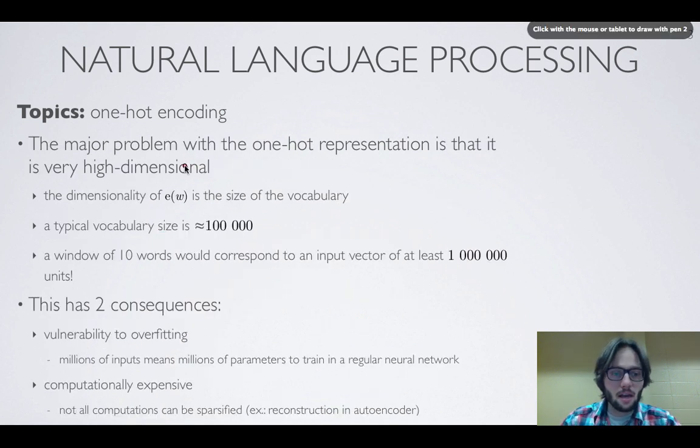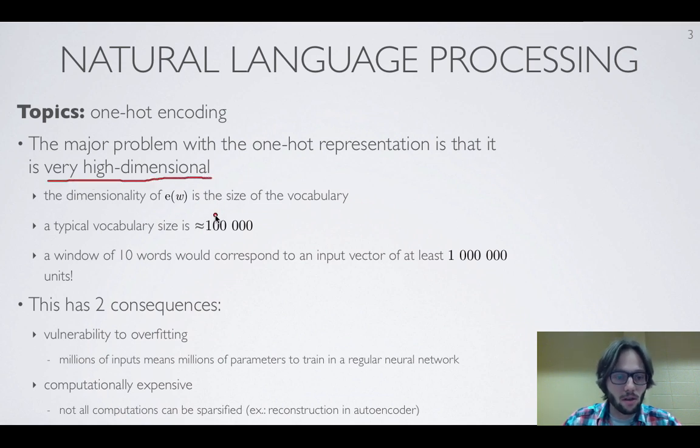Now, still there is a big problem with the one-hot representation, and it's that it's very, very high dimensional. The dimensionality of a one-hot vector is the size of the vocabulary. And like we've mentioned before, typical vocabulary sizes can vary between 10,000 to a few 100,000. And that's just for one word.